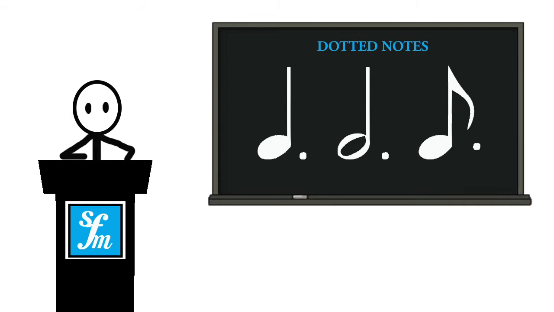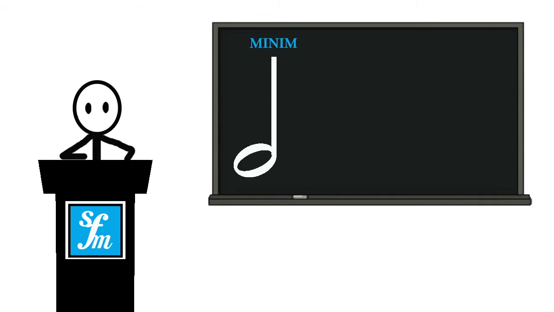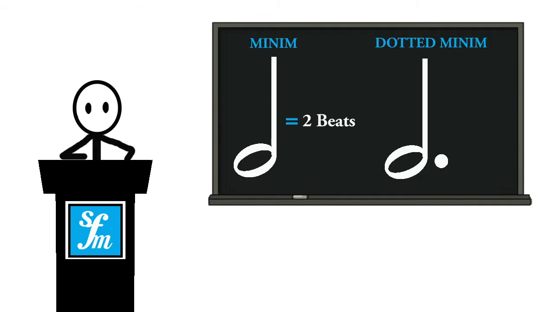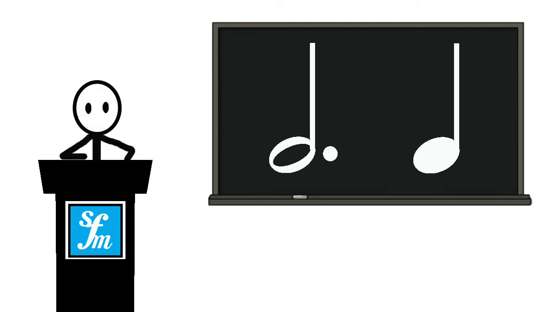A dot increases the note value by 50%, so it takes half the value of the note and adds it to it. So a minim or half note, which is normally 2 beats long, with a dot becomes 3 beats long, or the length of 3 quarter notes. Here is an example rhythm of a dotted minim.